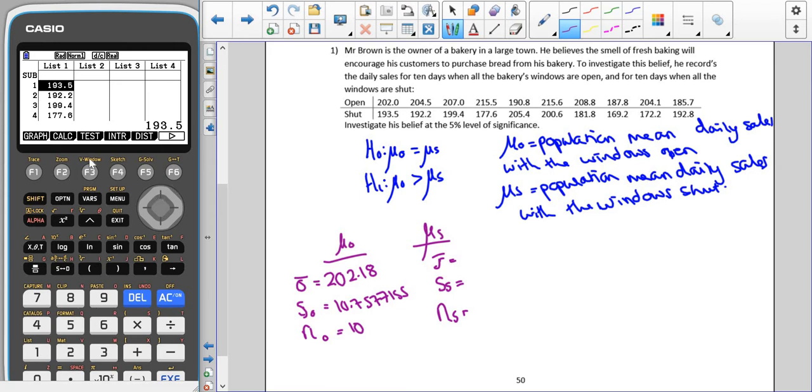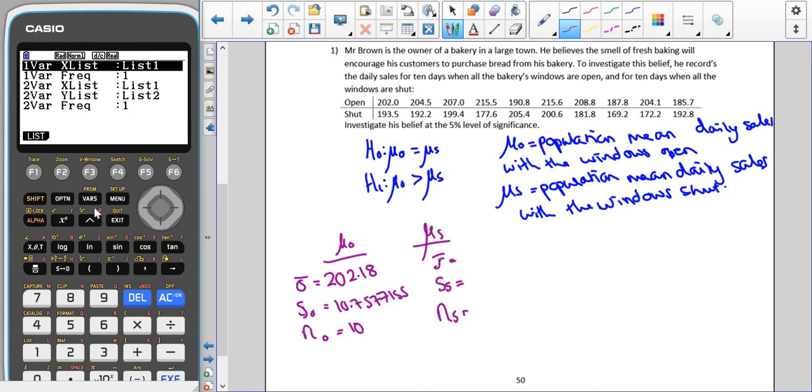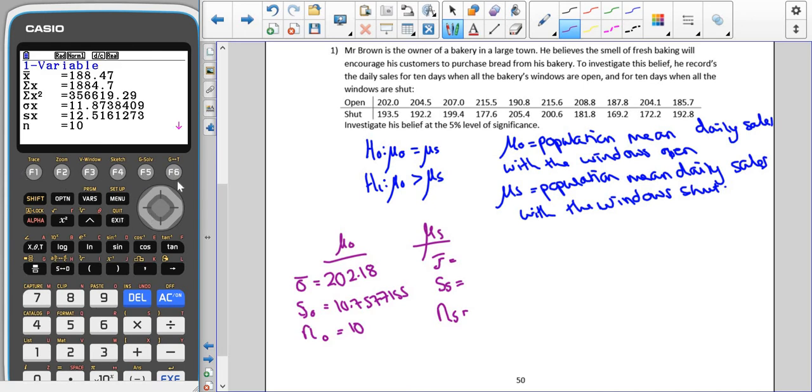And then we want to go to calc. Your set should be the same still. And then we go to 1 var. So this time our mean for the shut is going to be 188.47. The sample standard deviation is going to be 12.5161273. And then the number of pieces of data that we have is 10.